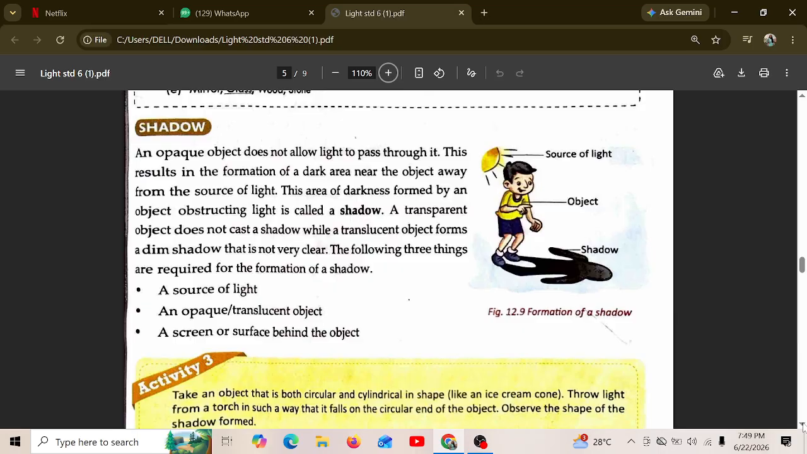Finally, we have studied that light always travels in a straight line, and this property of light is known as rectilinear propagation of light. So, we are keeping it till here. We will be meeting again and discussing the shadow and the last topic of the chapter in our next class.